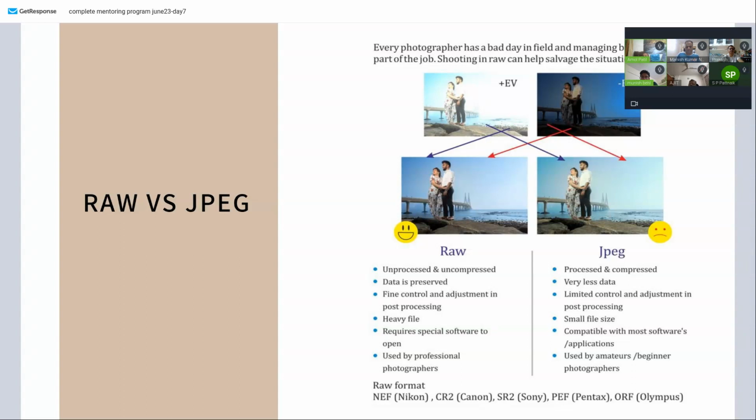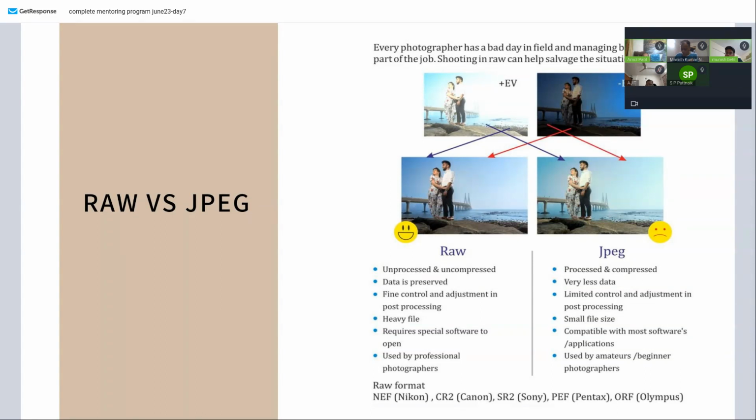Whereas JPEG, ये आपके कैमरा से प्रोसेस होके आता है ना? They are processed and compressed images. There is no scope for editing in it because there is no data or very less data. No data नहीं कह सकते, very less data. Whereas RAW में there is a lot of data to play along. Therefore, you get fine control and adjustment in post processing.